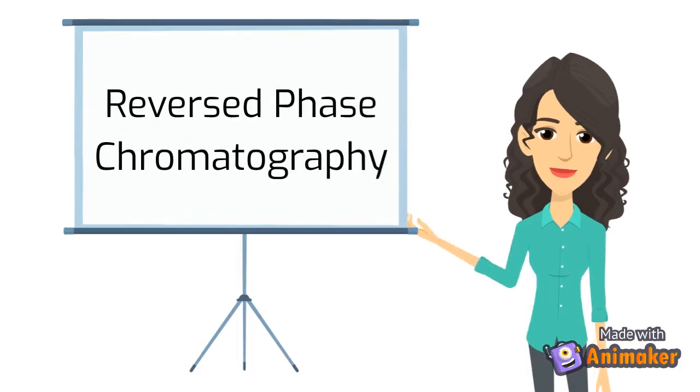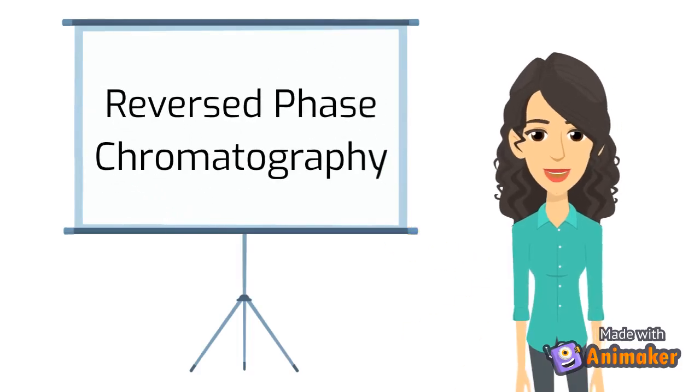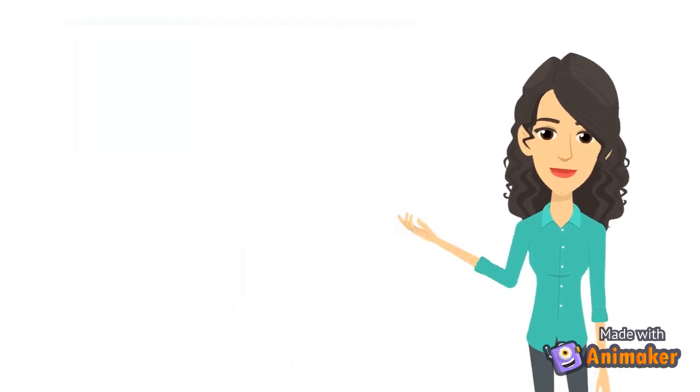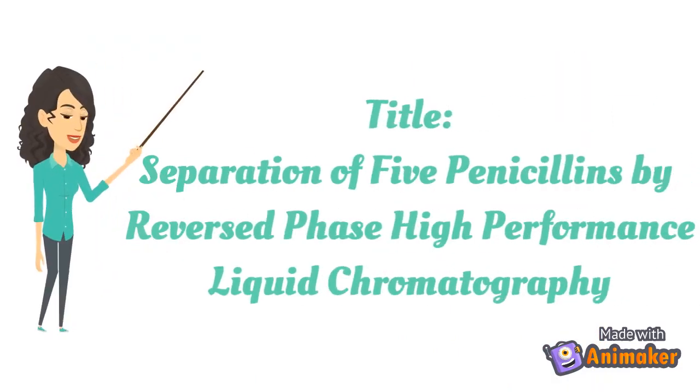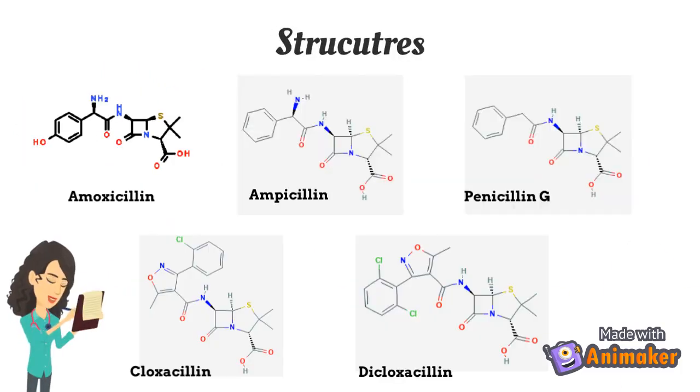Hello. Today I will talk about reversed phase chromatography. My title is Separation of the 5 Penicillins by Reversed Phase High Performance Liquid Chromatography. These are the structures of the 5 penicillins, which are Amoxicillin, Ampicillin, Penicillin G, Cloxacillin and Dicloxacillin.